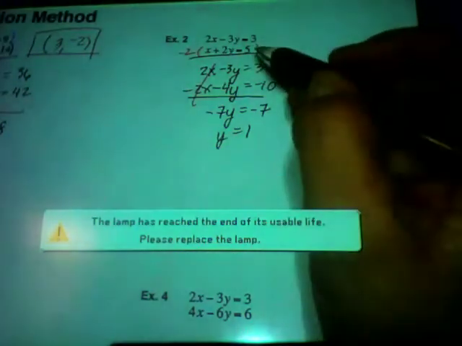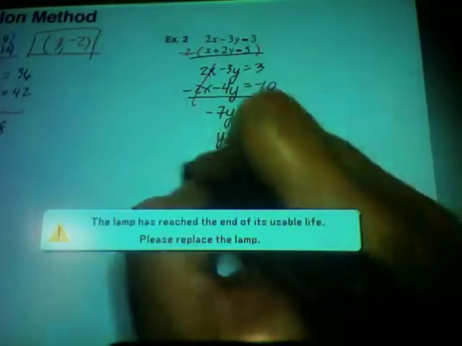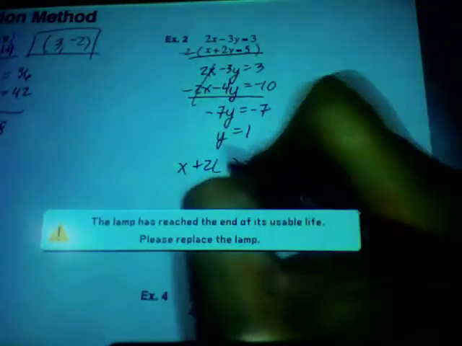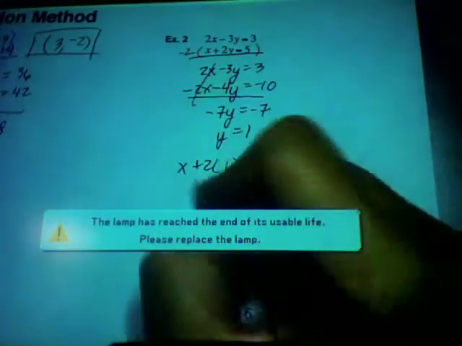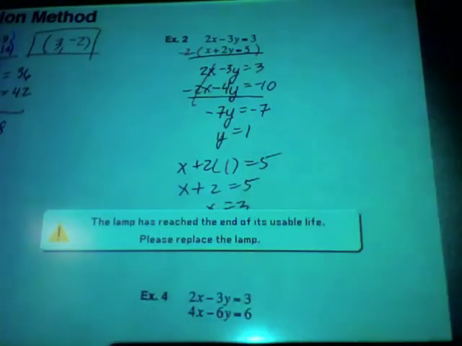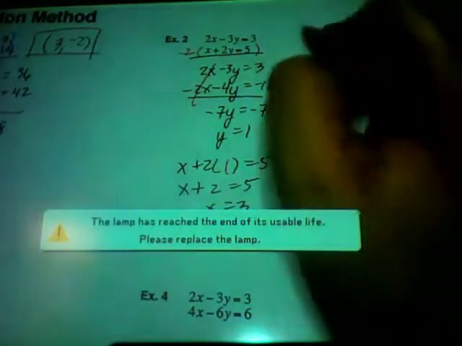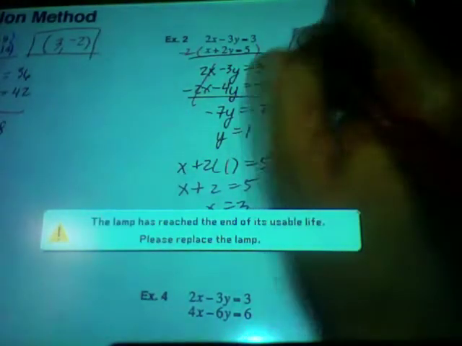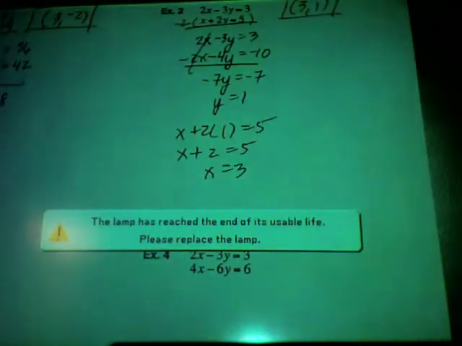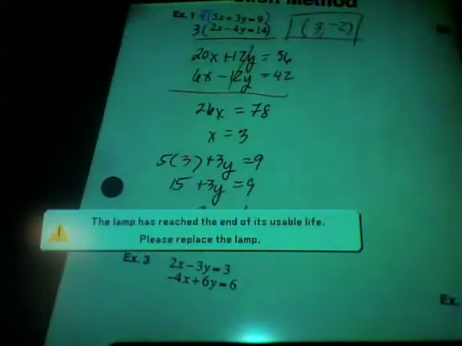Plug that into, I would plug it into the second equation. x plus 2 times 1. So I get x plus 2 equals 5, x has to equal 3. So your answer is 3, 1. Example 3.